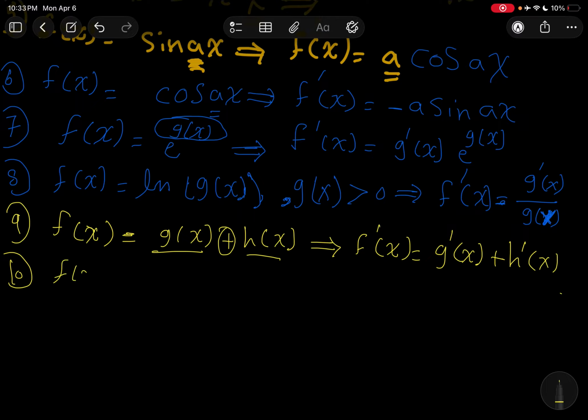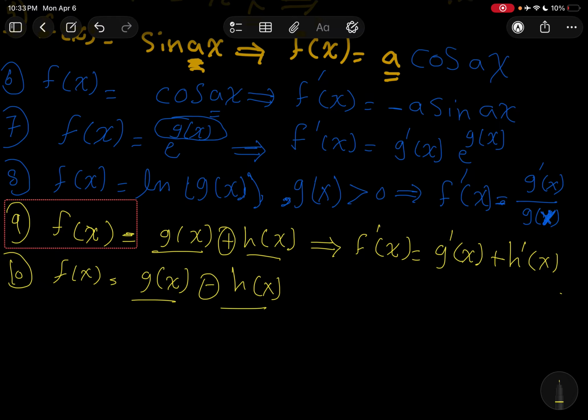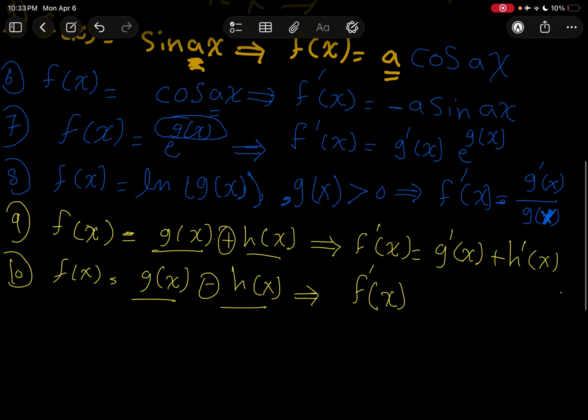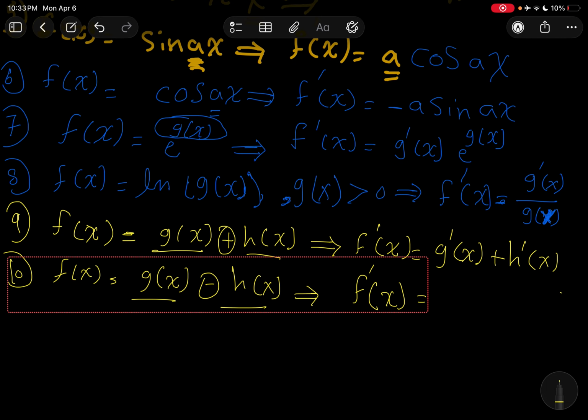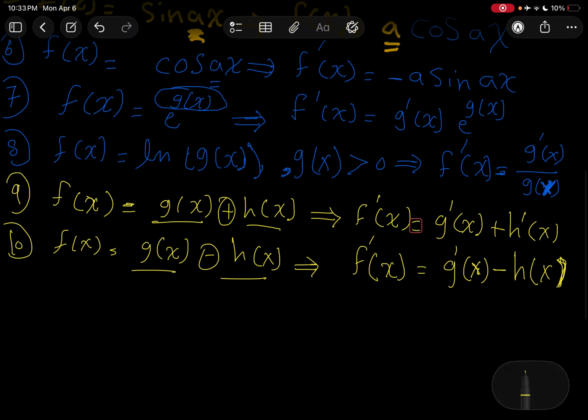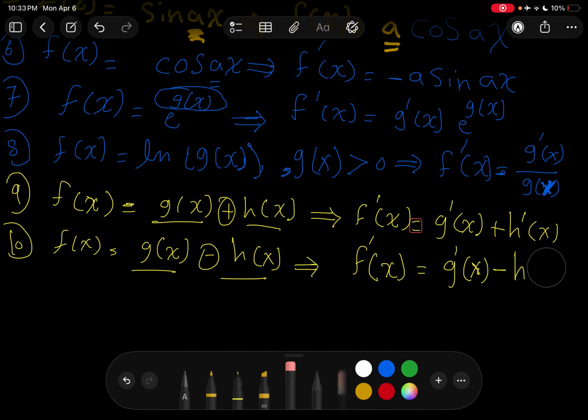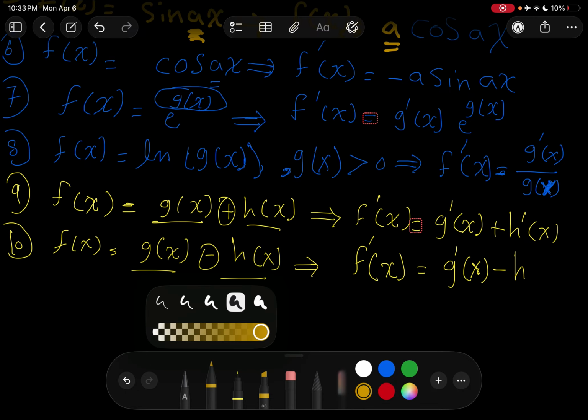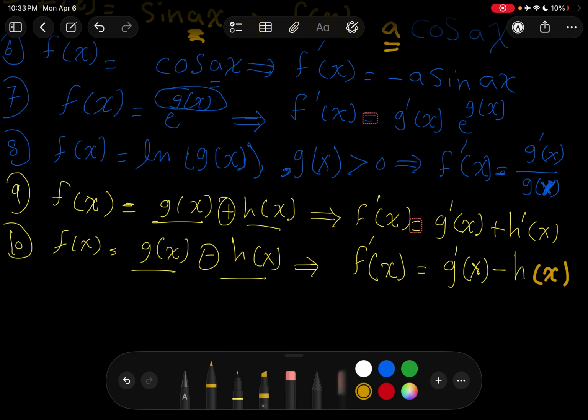Tenth, f of x equal g of x minus h of x. Between them, two functions, between them subtraction. That belongs to the derivative: f prime of x equals derivative of g of x minus derivative of h of x. Okay?